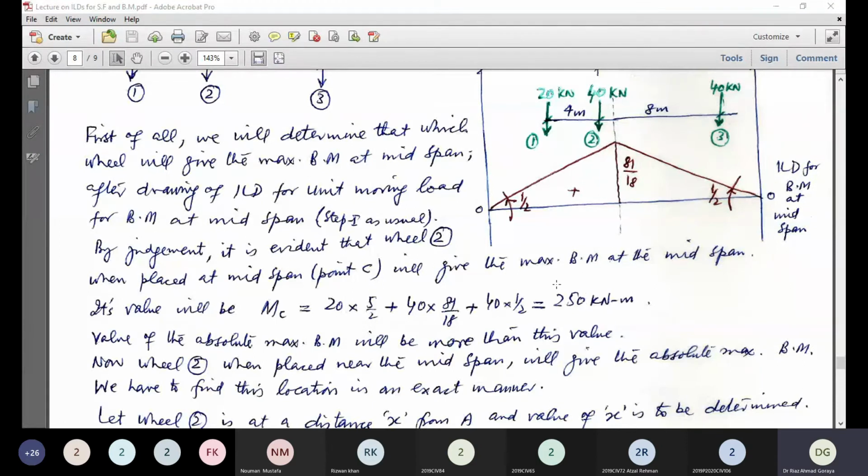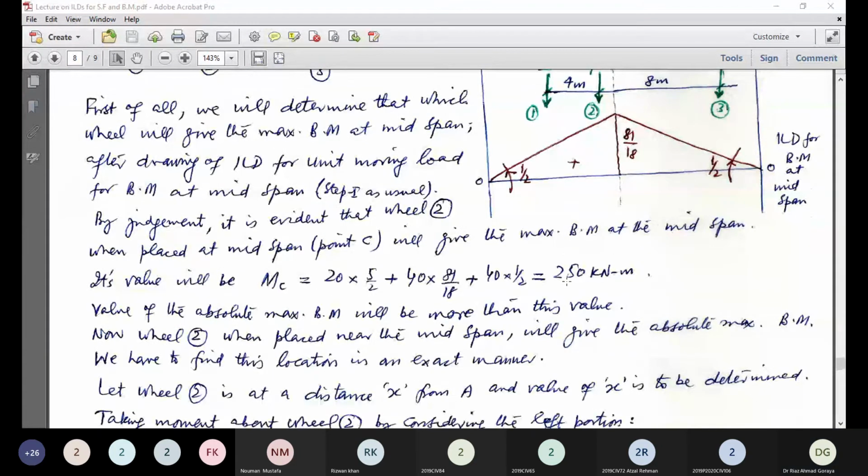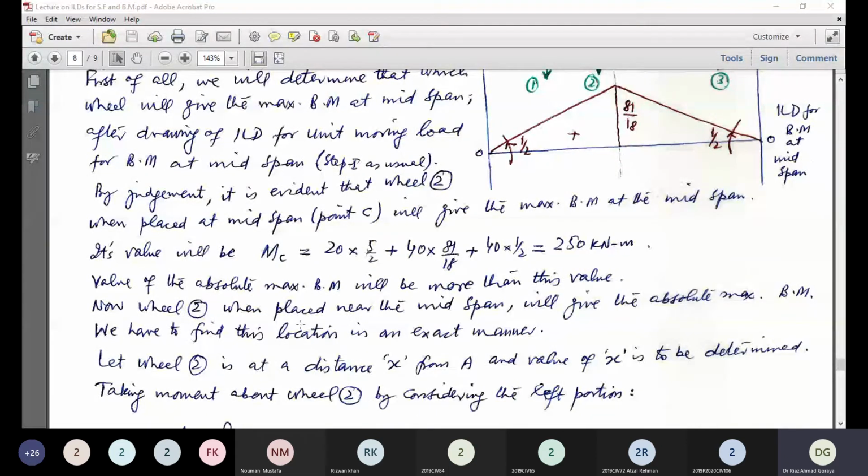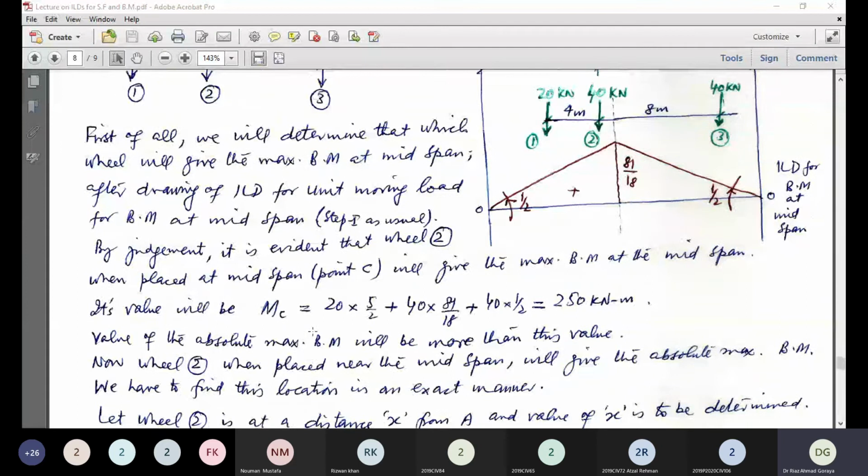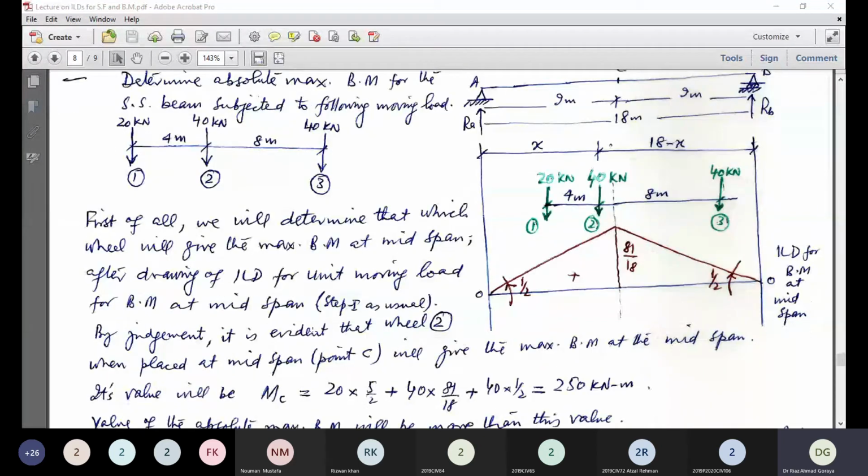Now this is the maximum bending moment at the midspan. Absolute maximum bending moment will be greater than this. The value of the maximum bending moment will be more than this value. Now wheel 2, when placed near the midspan, will give the absolute maximum bending moment. Now we have to find this location in an exact manner. Now before we proceed further, if there is any question, let me know.